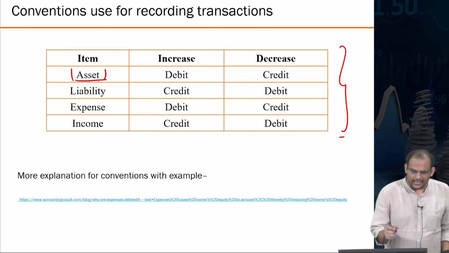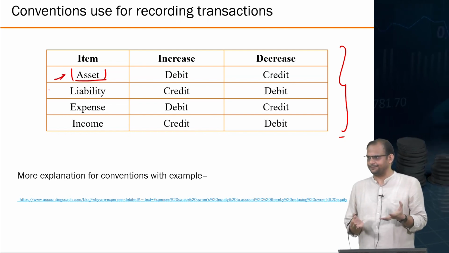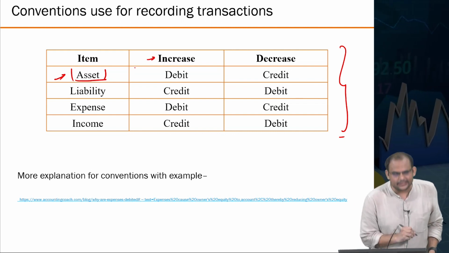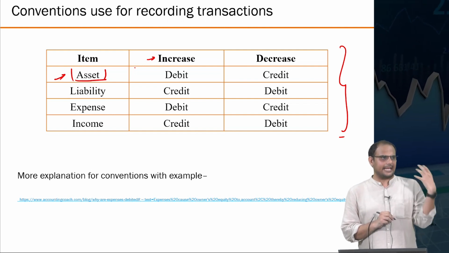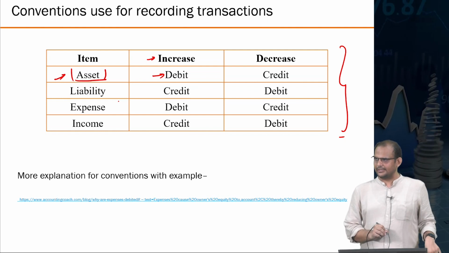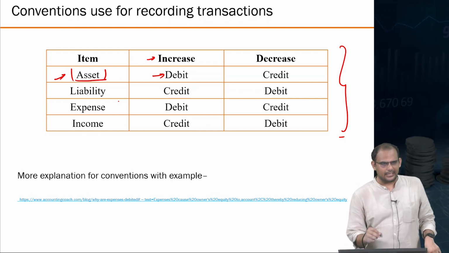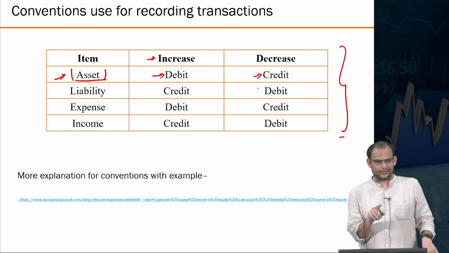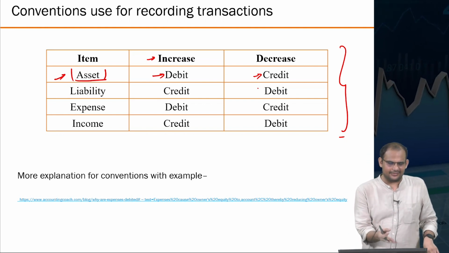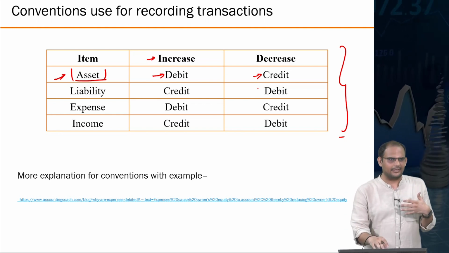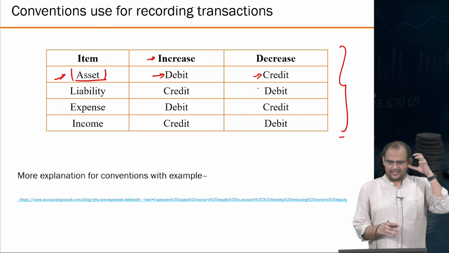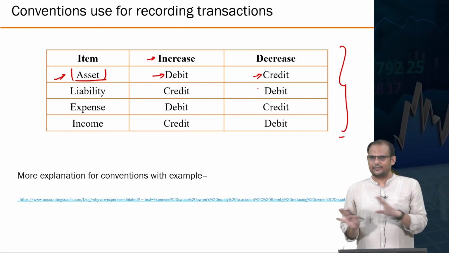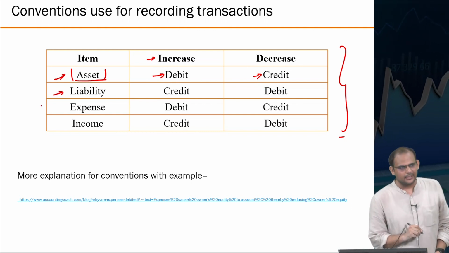So the idea is, if it's an account of asset type, right? Inventory, cash, whatever. If a transaction increases the asset, it goes on the debit side. If it decreases the asset, it is recorded on the credit side. Is this clear or not clear? Essentially, asset is what? Cash is coming into the system, increasing, so it goes on the debit side. If cash is going out of the system, it decreases, so it is reported on the credit side. With me?